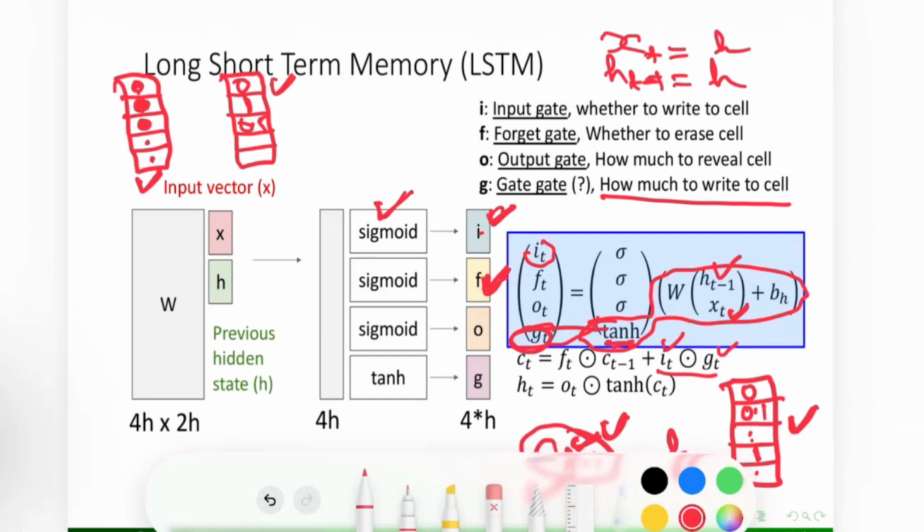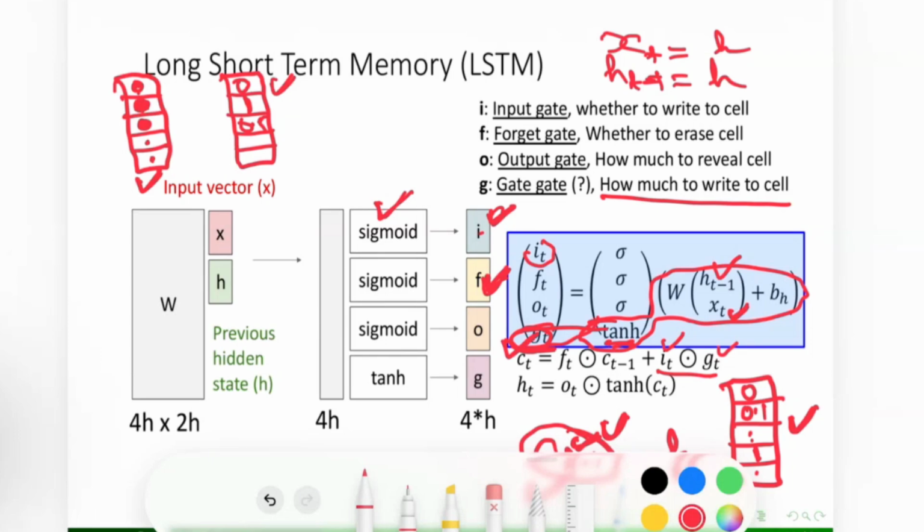Because here the activation function is tanh. And tanh will give you values between -1 and 1. So it's like a normalized value. So again, you are working on the normalized value. So we have all the values between -1 and 1. Okay. So in GT, it's like what we should write there, how much we should write in every point of that cell. So GT already has done that.